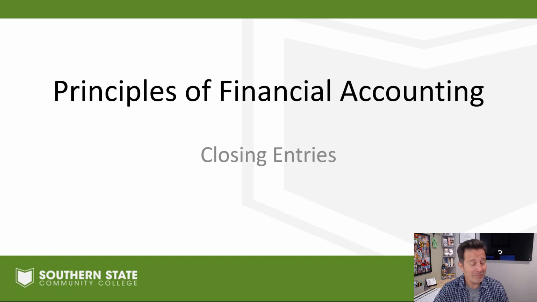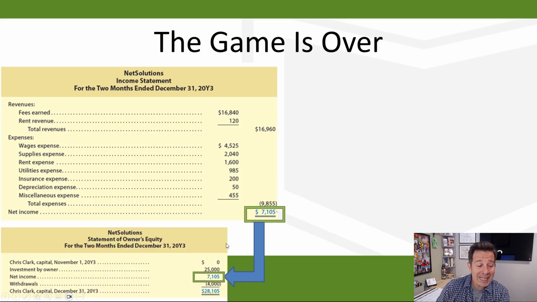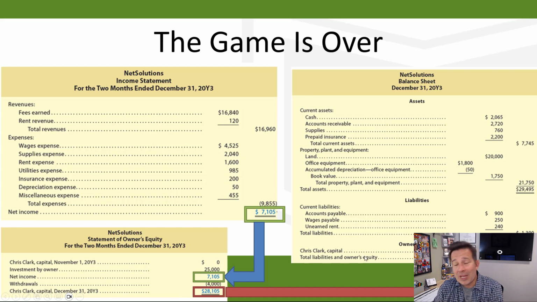Closing time is the magical time in the accounting cycle where we close out the accounting books to get ready for another accounting cycle. And the game is essentially over at that point when we're ready to do closing. If you think about the game being over, we've made the income statement, we've calculated that net income. We've taken that net income and used it to create our statement of owner's equity, which gave us our ending capital amount, which we carried over to the balance sheet. We've made the financial statements and we're ready to share those financial statements with whoever wants to see them.